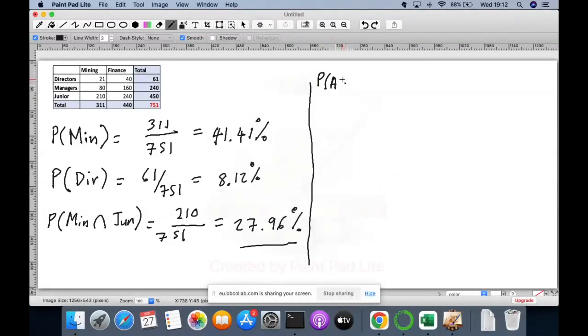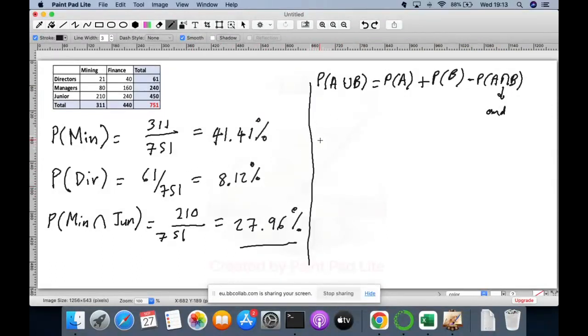Probability of A or B. I can write the word or I can use the math symbol union. It's the same thing. That is given by probability of A plus probability of B minus probability of A and B, and I'll use the symbol intersection. Know that this is the same thing as "and". That's the formula for the addition rule. So now we're going to use it in this problem here.